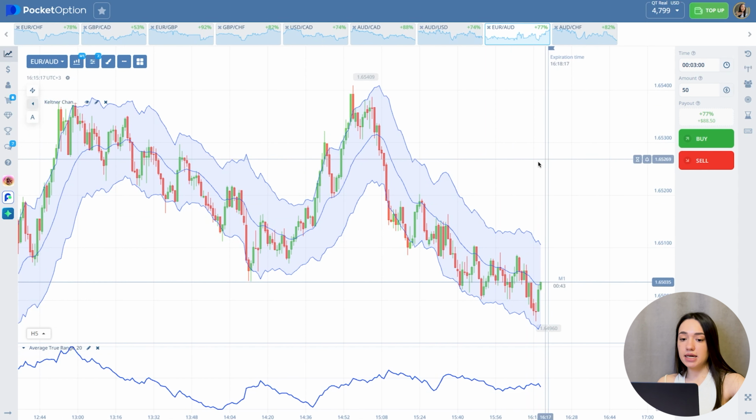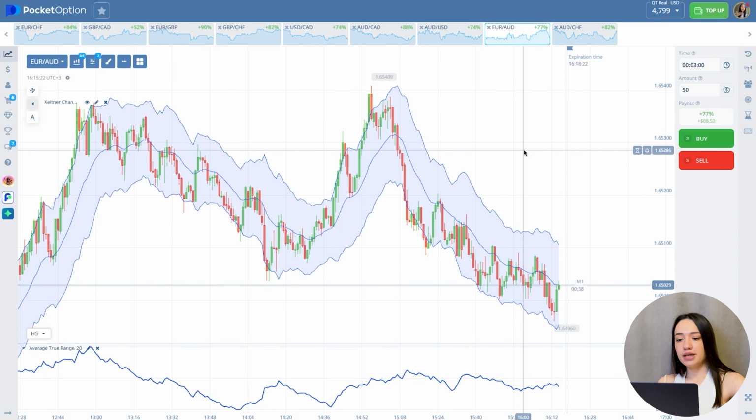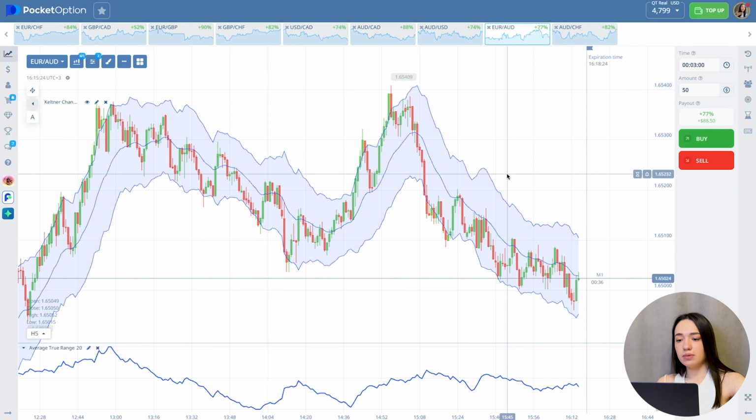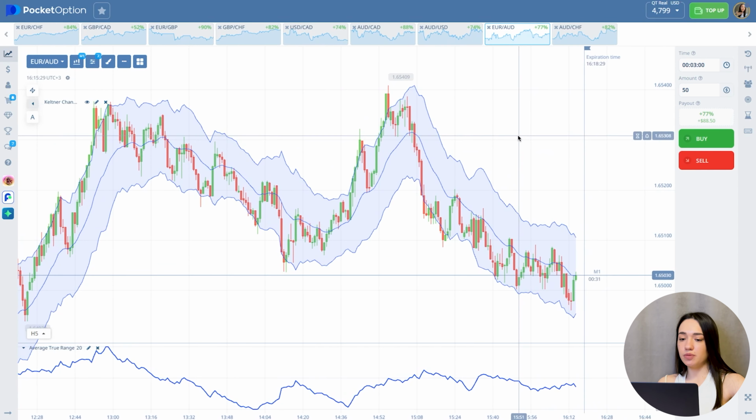So let's probably analyze one more entry point. I'm going to try to find a buy trade. And let's continue the analysis, and I will be back as soon as I find a suitable asset.